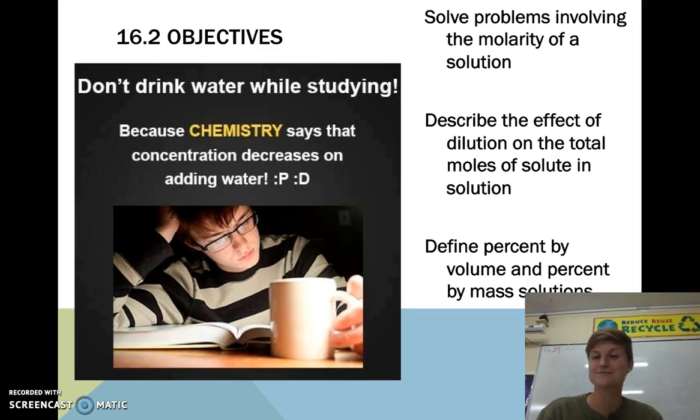16.2, our objectives. You should be able to solve problems involving the molarity of a solution, describe the effect of dilution on the total moles of solute in a solution, and define percent by volume and by mass solutions.